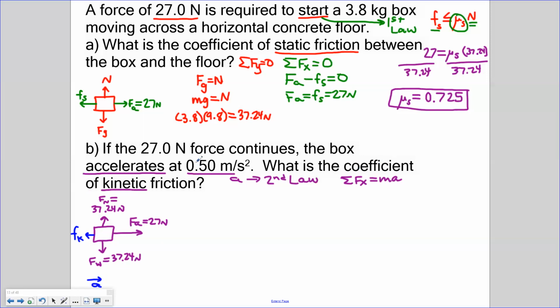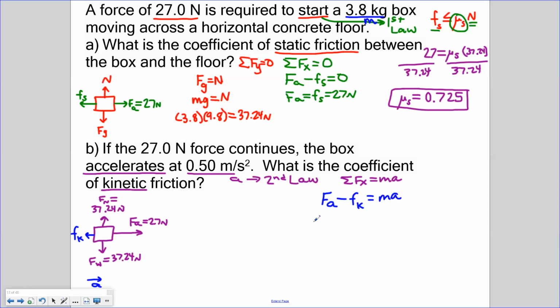So we know we are accelerating at 0.5 meters per second squared. We know the mass of our box from earlier up here. That's our mass. We got to do our net force in our x direction. So in this case, we got a forward force that's applied, FA. We got a backwards force that's friction, kinetic in this case, since it's sliding. It's going to equal M times A.